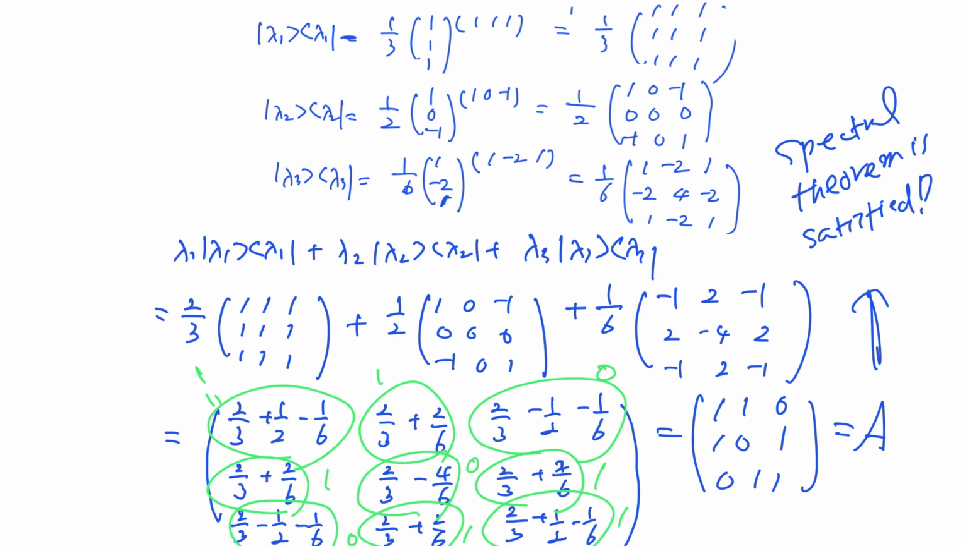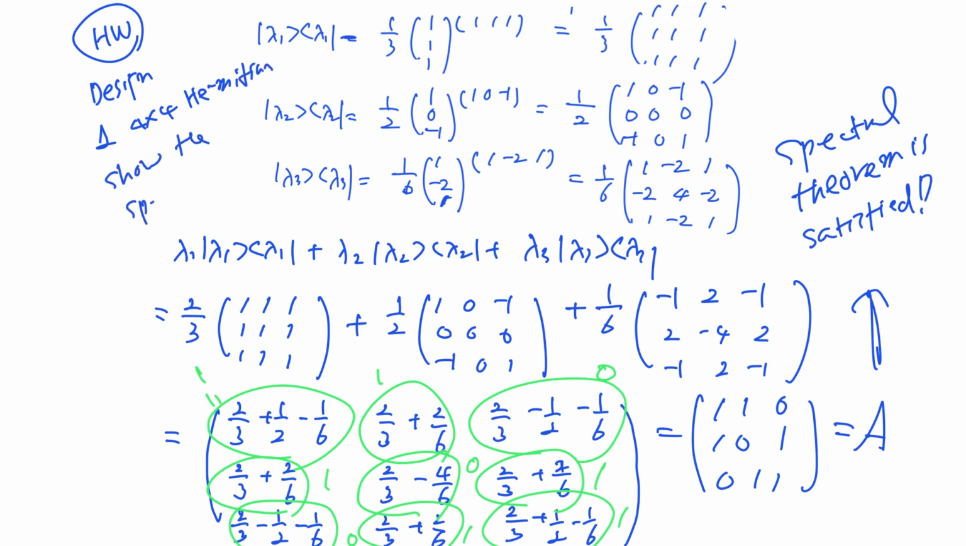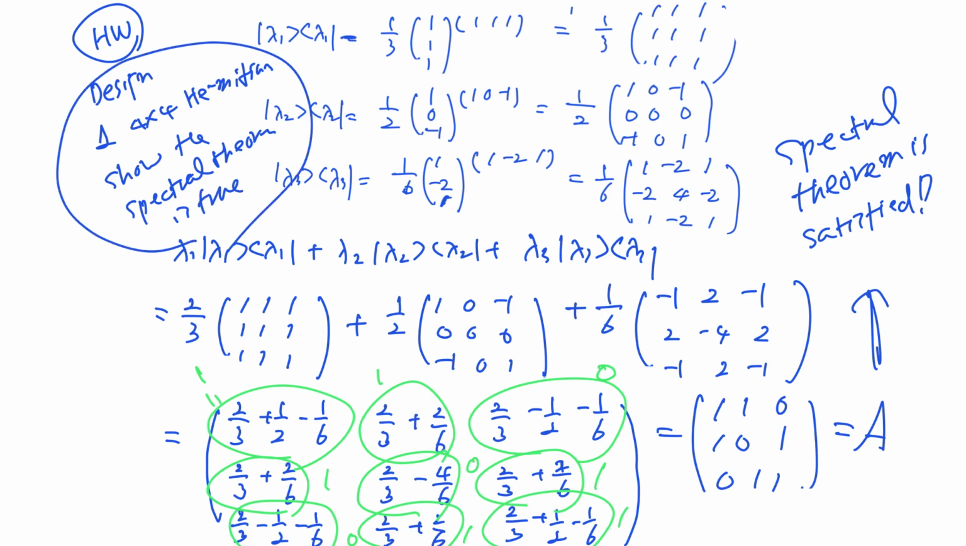So this time I may give you another homework. For a given design, maybe just one will be enough, one 4 by 4 Hermitian matrix. Show the spectral theorem. It's true. This is what homework means. You do it at home, but don't give it to me. Just for your own benefit.